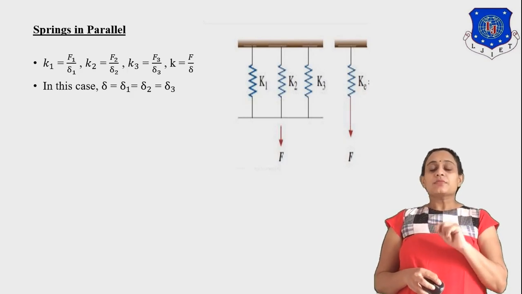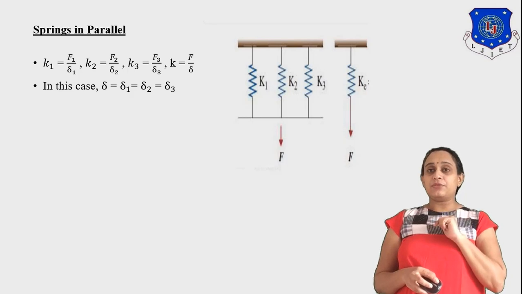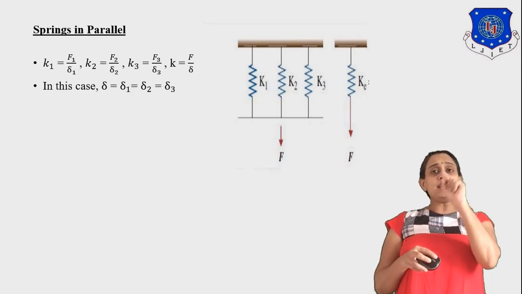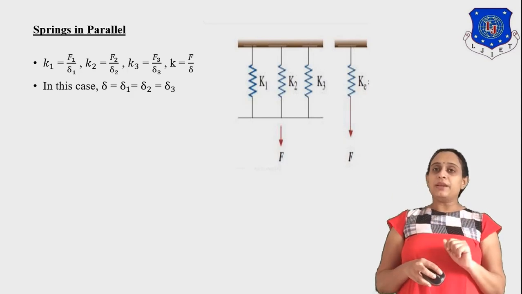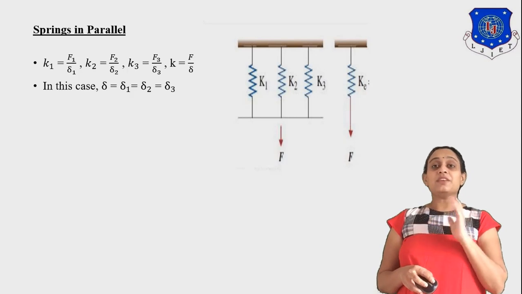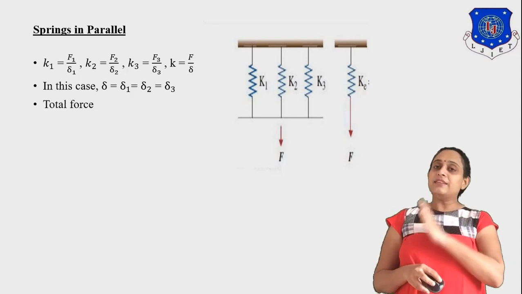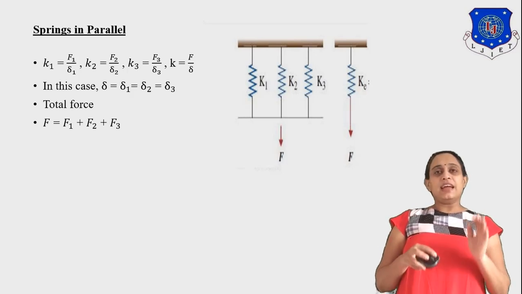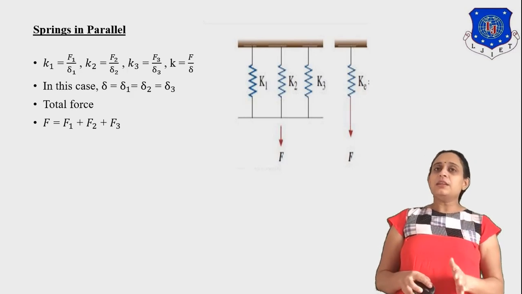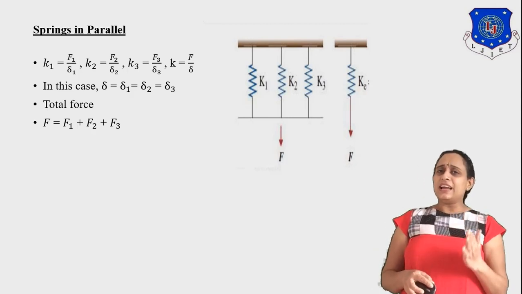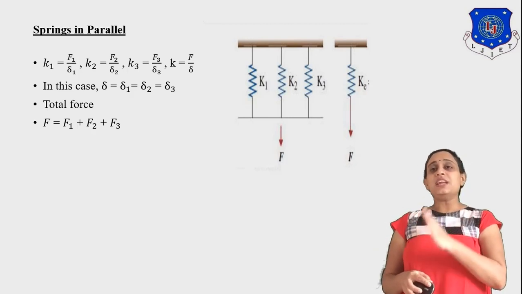Clear? Now, we have force F, which is divided onto the springs. It means the first spring will carry F1 load, the second spring will carry F2 load, and the third spring will carry F3 load. So what can we write? F is equal to F1 plus F2 plus F3. Now let us put in the values of F as well as 1, 2 and 3.